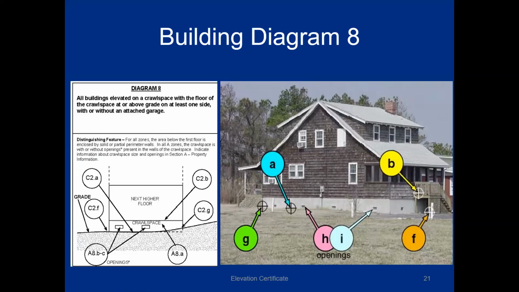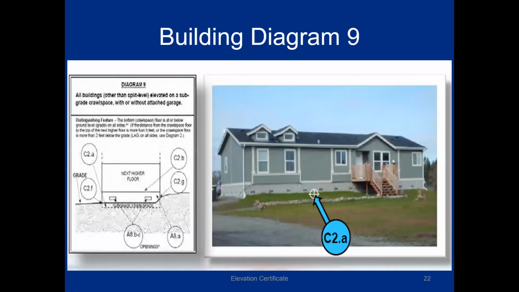But you fill out and read the elevation certificate, and if it shows that that cooling unit is below your base flood elevation, then that could be a compliance problem. So building diagram number 8, we're almost at the end. Here you have a crawl space, which is not below grade on all sides, which means it's not a basement. And building diagram number 9, the final building diagram, you have a crawl space, which is below grade on all sides.